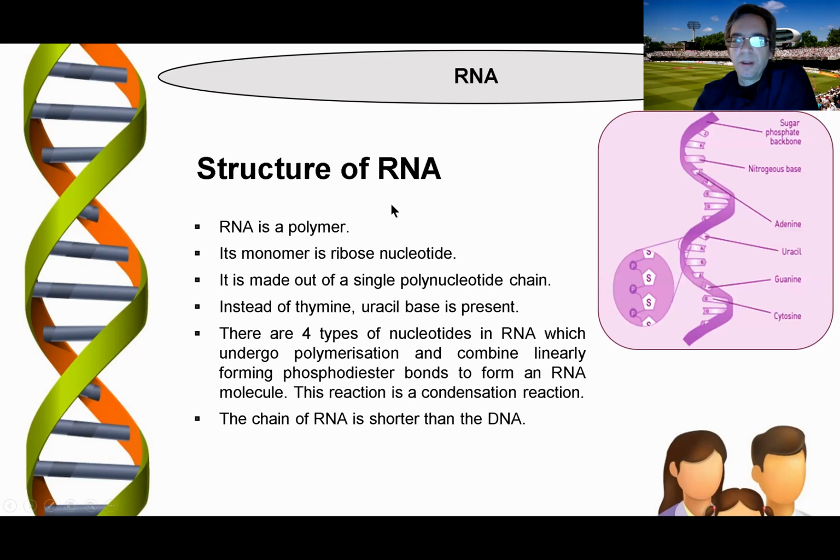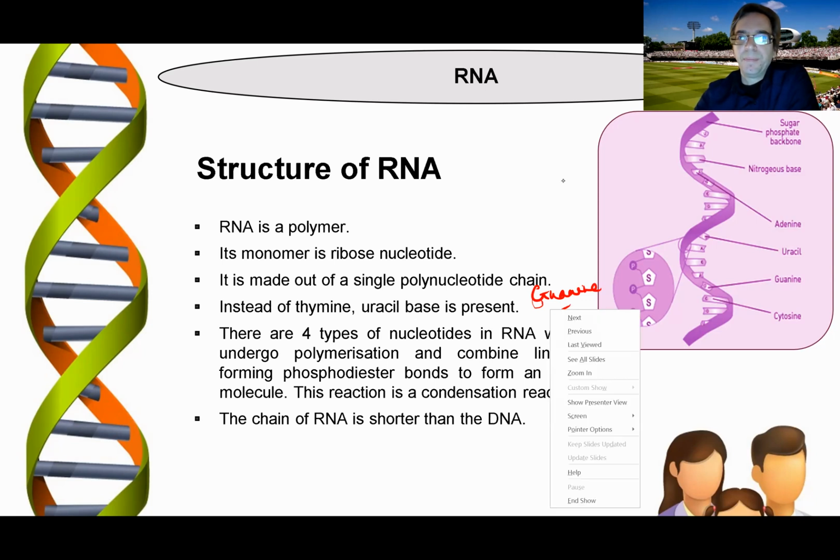The next part we're going to go through is RNA. I've covered what the chemical structure of RNA is. RNA is a polymer. Its monomer is a ribose nucleotide. And I've also mentioned that instead of thymine, it's made of uracil, a particular uracil base. So it still uses the other 3 bases, which are guanine, cytosine, and also adenine.